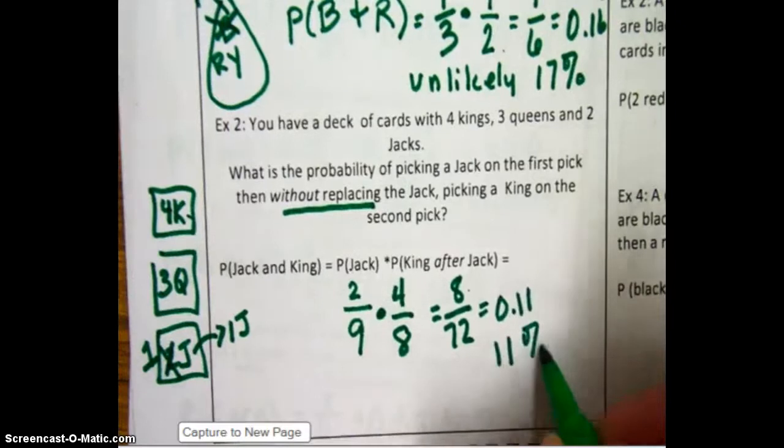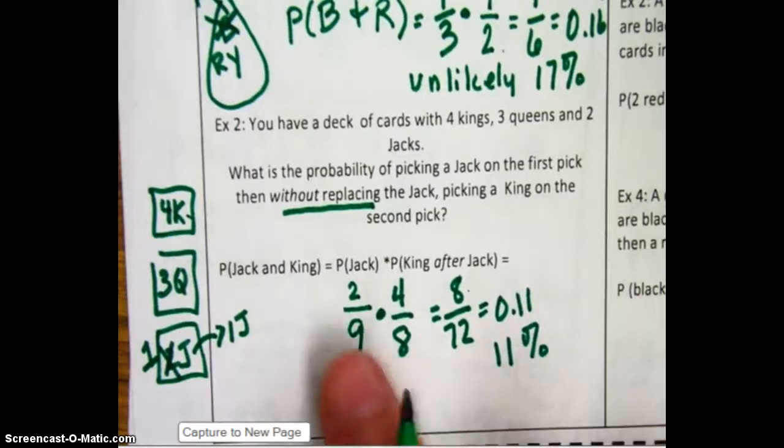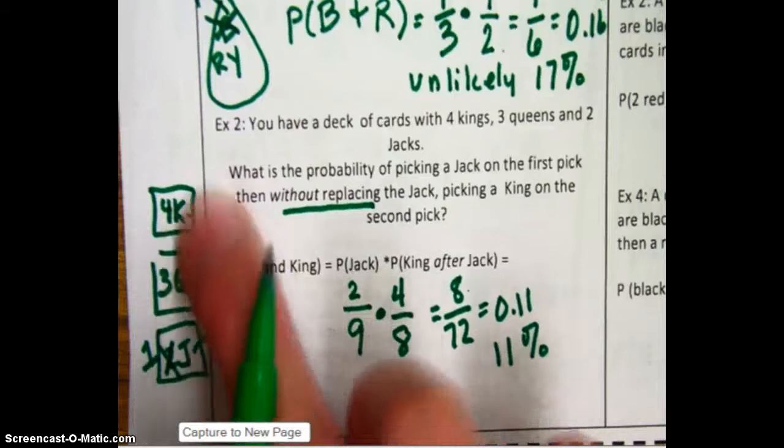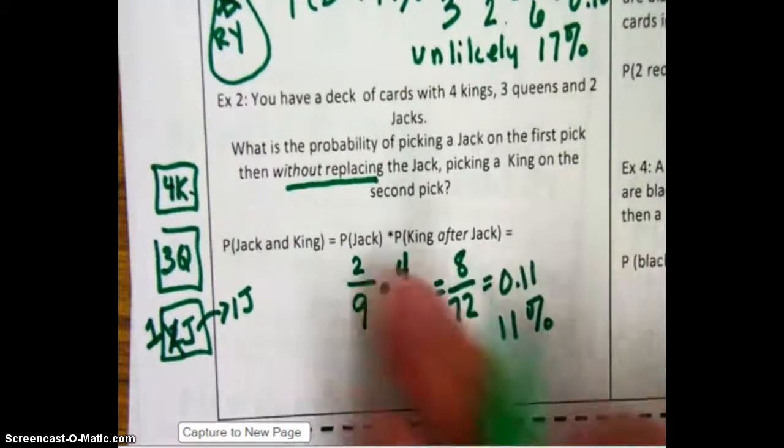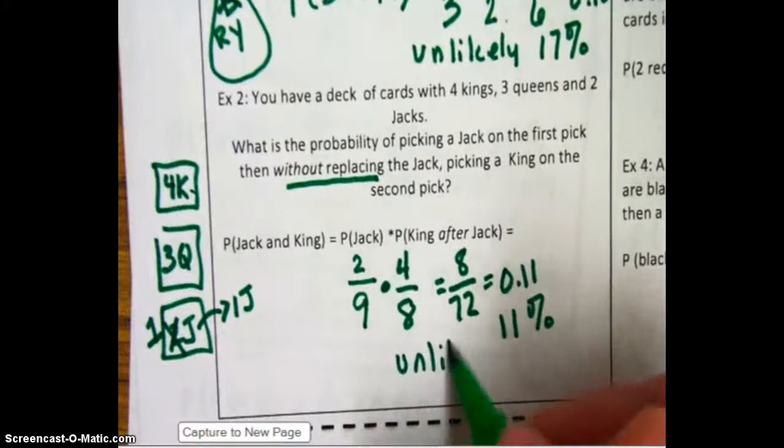That's an 11% chance of pulling a jack out of a deck of cards, out of these cards here, and then a king. Wait, a jack and then a king. So this is unlikely.